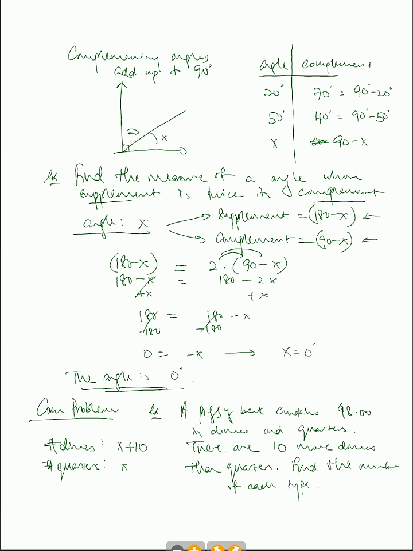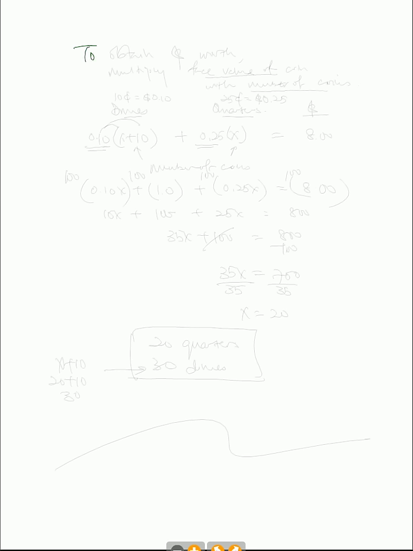So how do you go from, if it's dimes, it's 50 cents? Because you have to multiply the number with the face value of the coin. So to obtain money, to obtain dollar worth, you will have to multiply face value of the coin with number of coins.